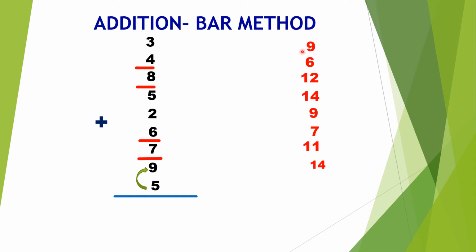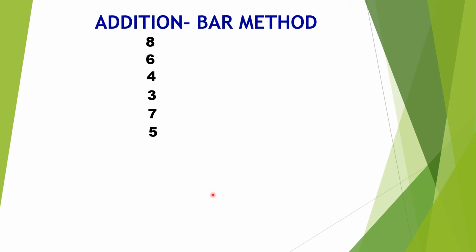This 9, the final one, whatever we are getting, we will take it to be the first part of our answer. Now count how many bars are there. These are dropping tens, isn't it? 1, 2, 3, 4. 4 tens. So 49 is our sum. 4 tens and 9 ones.